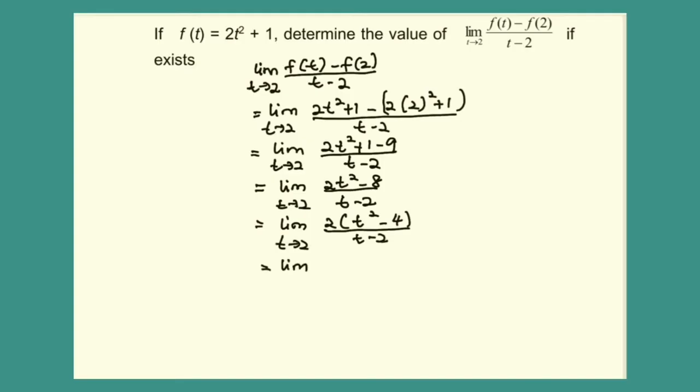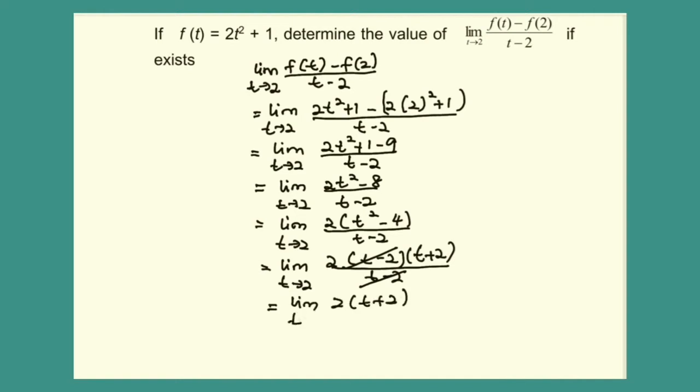And then we can factorize t squared minus 4 as (t minus 2)(t plus 2) over t minus 2 as t approaches 2. We can cancel out t minus 2. Here is the limit of 2 times (t plus 2) as t approaches 2. And then substitute t equal to 2 here, and the answer is 8.